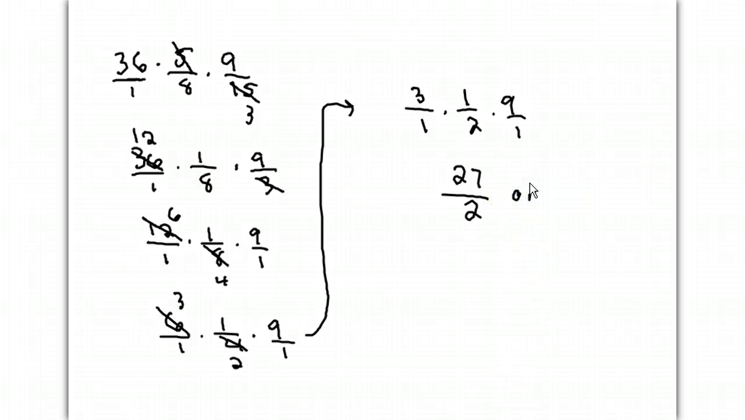This is an improper fraction. If you want to change it to a mixed fraction, what you would do is see how many times 2 will go into 27. Well, it goes in 13 times, since 2 times 13 is 26. And so it would be 13 and 1/2.